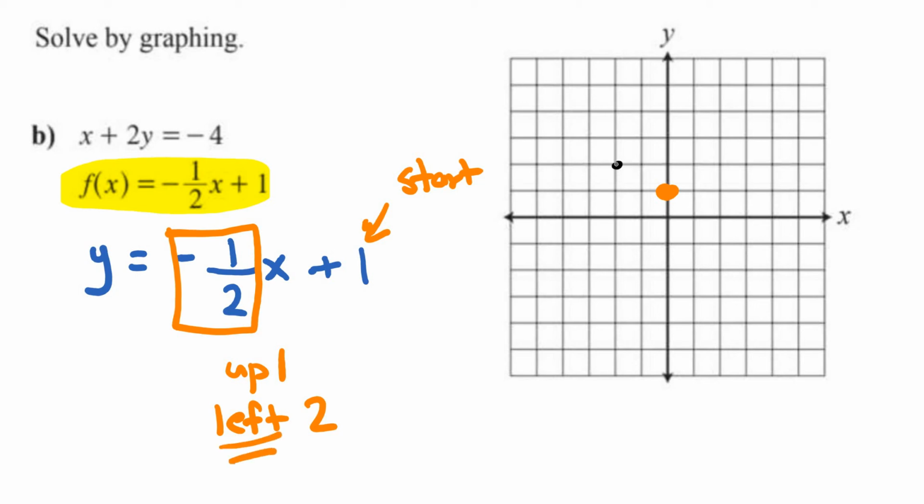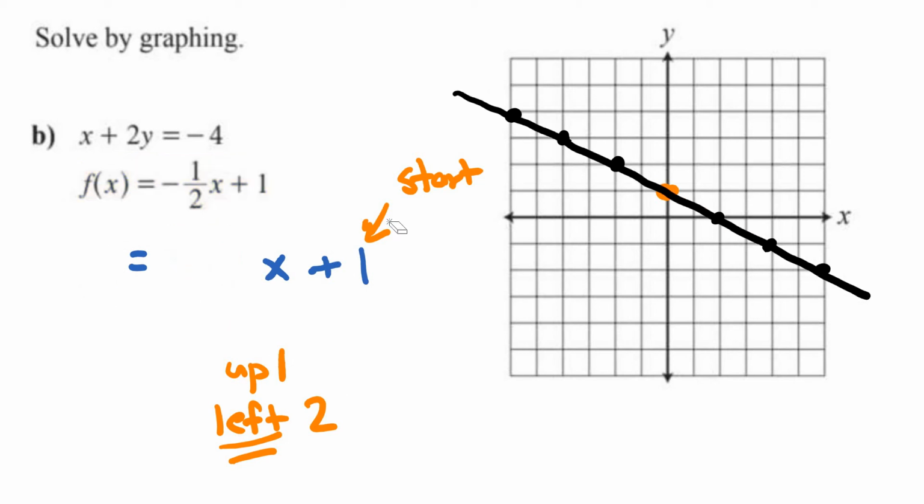So if I continue the pattern, that'll be like this: up 1, left 2, up 1, left 2, up 1, left 2. And then once I run out of space, I go down 1, right 2, down 1, right 2, down 1, right 2, and there's my line right there. Okay, so that's it for that second graph right there.